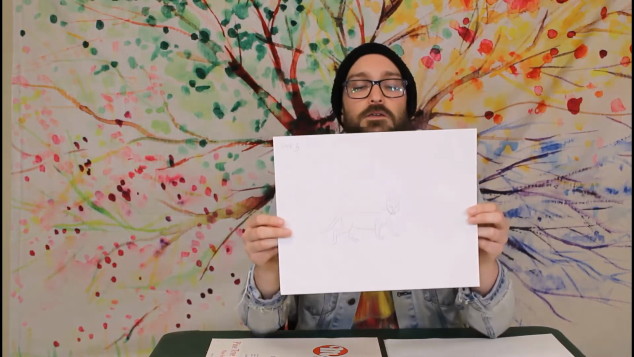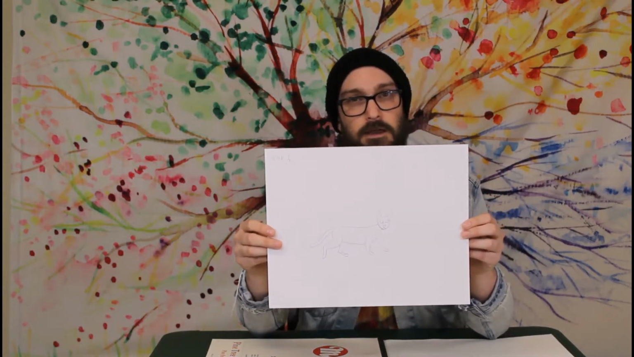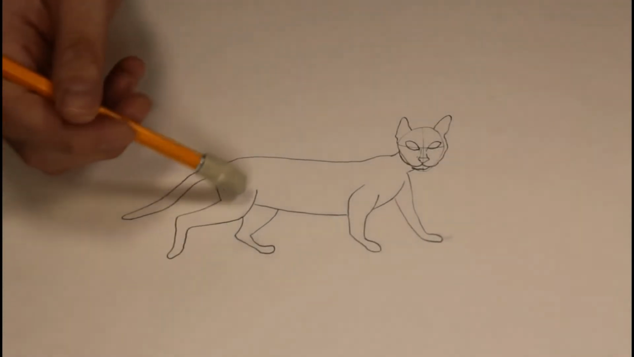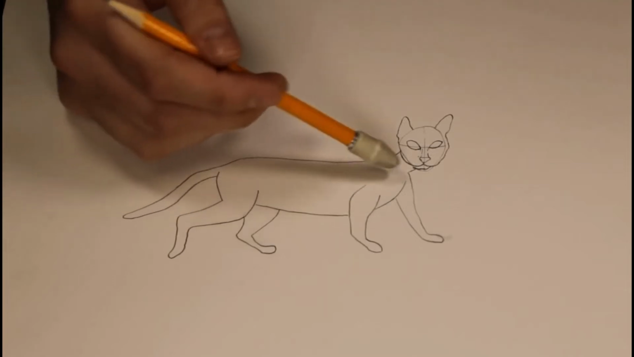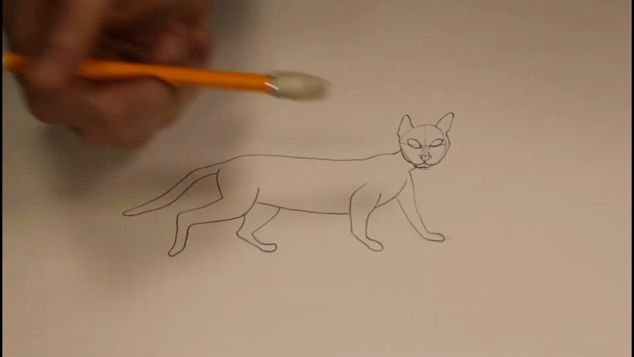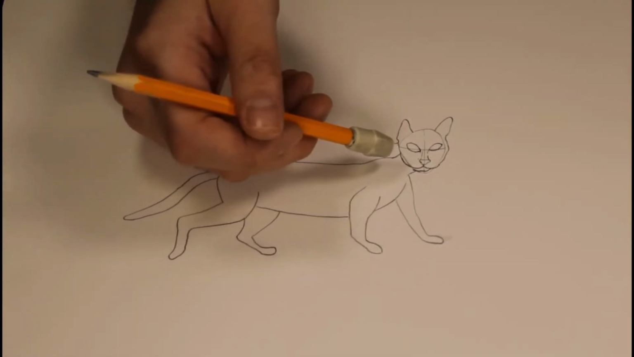Step 3, you erase the skeleton and add a face to your cat. At this point, you're going to erase the skeleton from the main body. So you are left with just this nice clean cat body. And then you're going to move on to putting the defining features of the face.